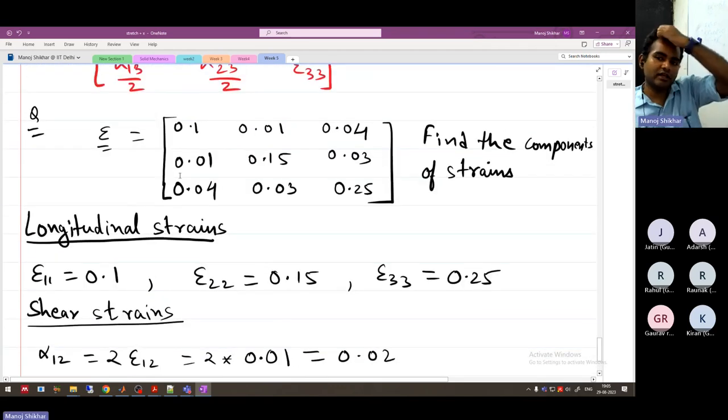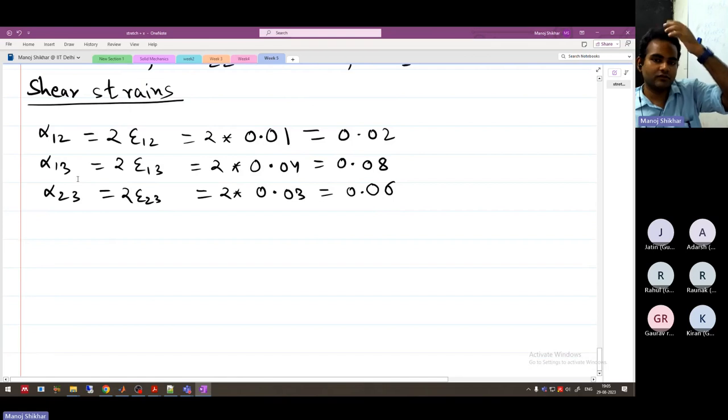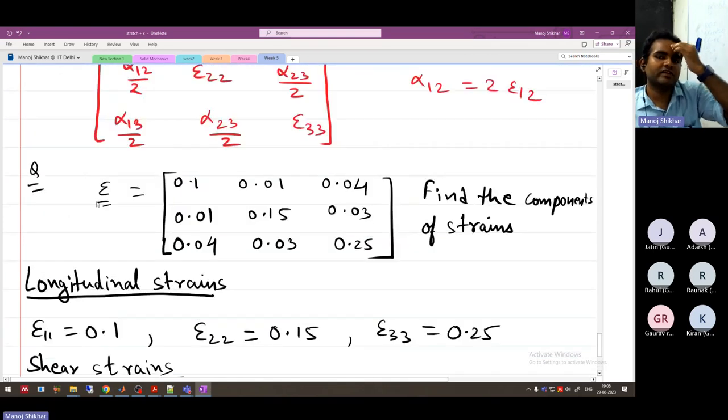So this is how you extract strains from a matrix form of a strain tensor. Now, this was a very basic question, and I don't think you will get it directly in exam, but this question will actually clear your concept, because many people make the mistake. They will directly write alpha 12 as 0.01 and they will get the answer wrong.